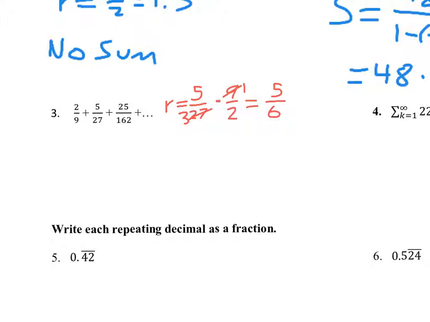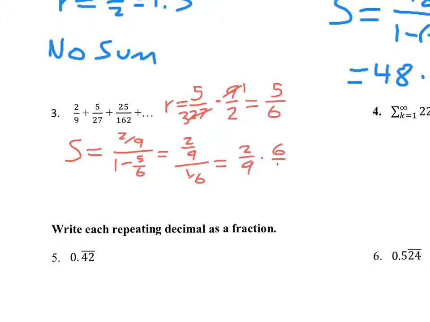S equals a1, which is 2/9, over 1 minus r. 2/9 divided by 1/6 is the same as 2/9 times 6/1. So 12/9 equals 4/3.